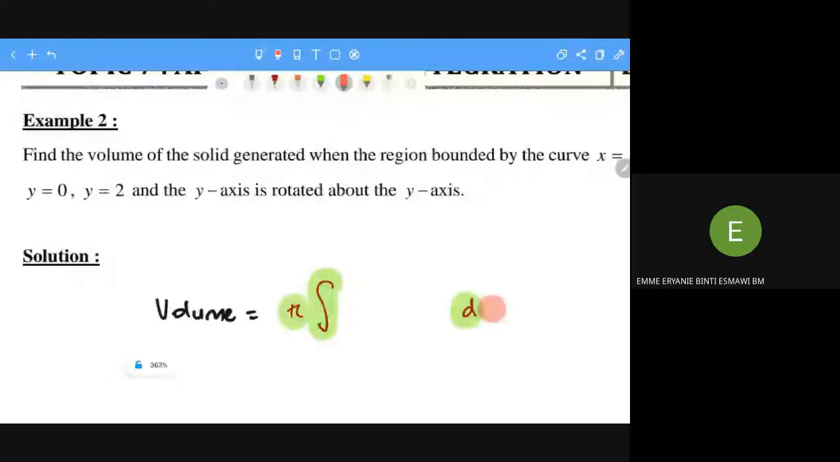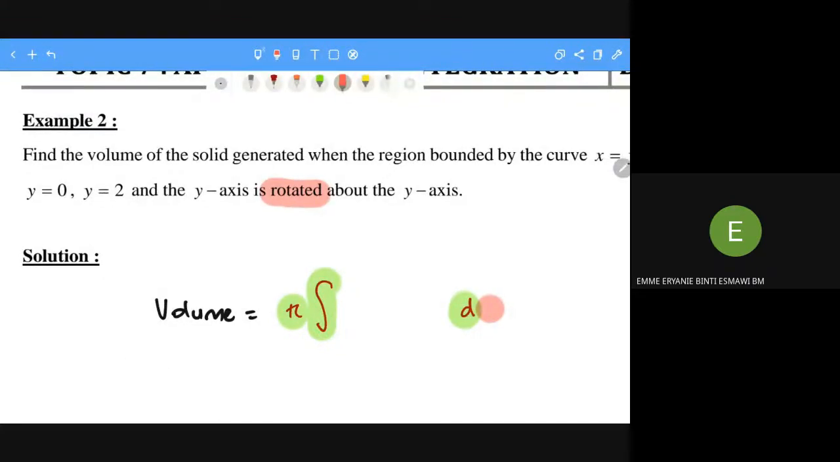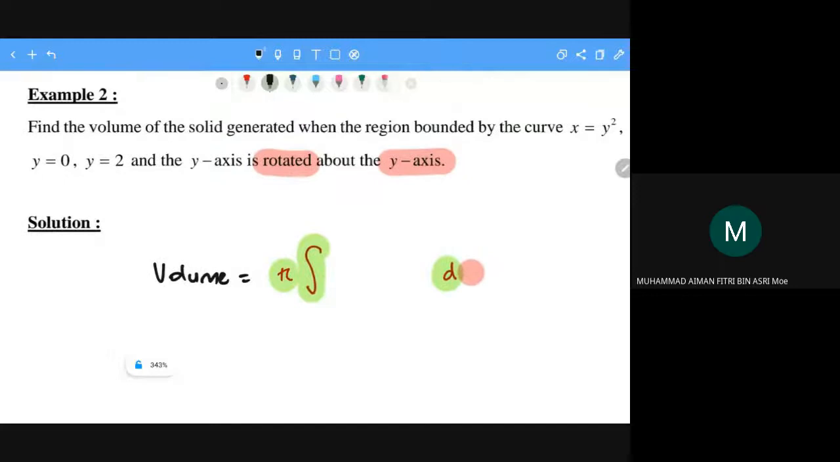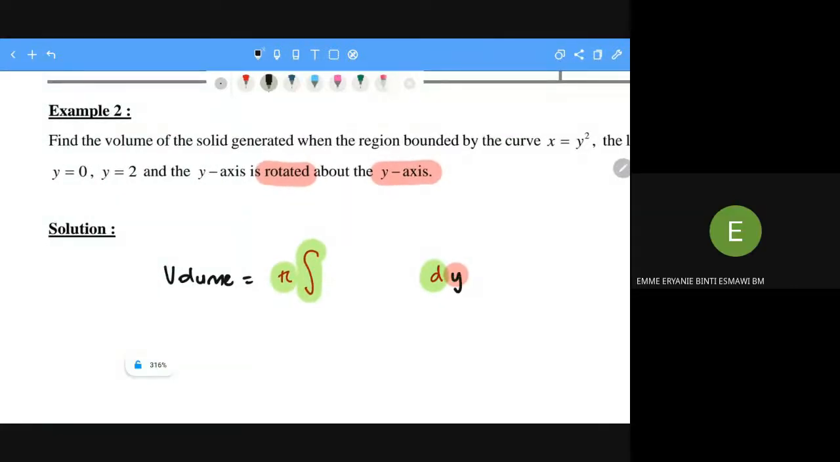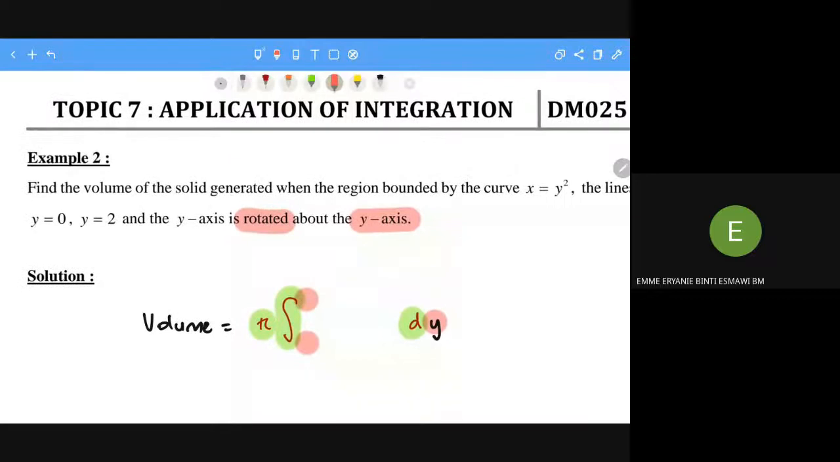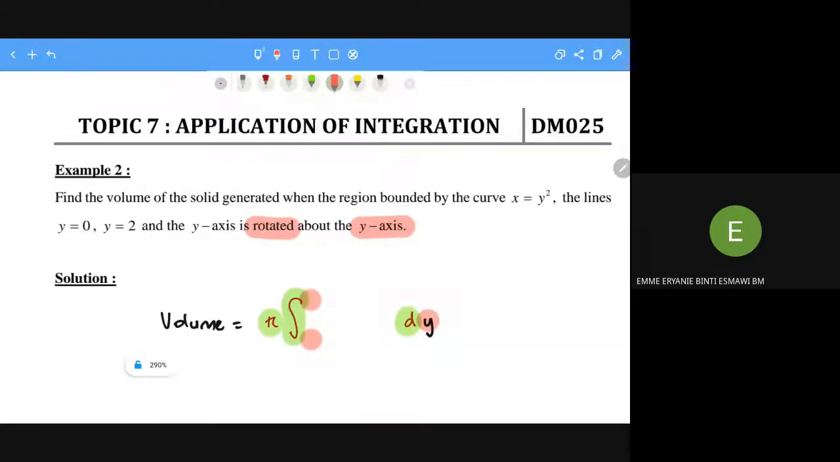Kalau kat depan pun boleh je. Tapi read the question carefully dan fahamkan. So here I can see the word rotated dekat hujung sekali about the y-axis. So nampak di situ, oh maksudnya D apa guys? Dx ke dy? dy. Dy belakang sini, okay. Jadi when is dy, that means our limit pun mestilah in terms of y. Okay. When we look at the question here, dia bagi siap dah. The lines bounded by the curve, the lines at y equal to 0, y equal to 2. So, dia dah bagi siap dah.